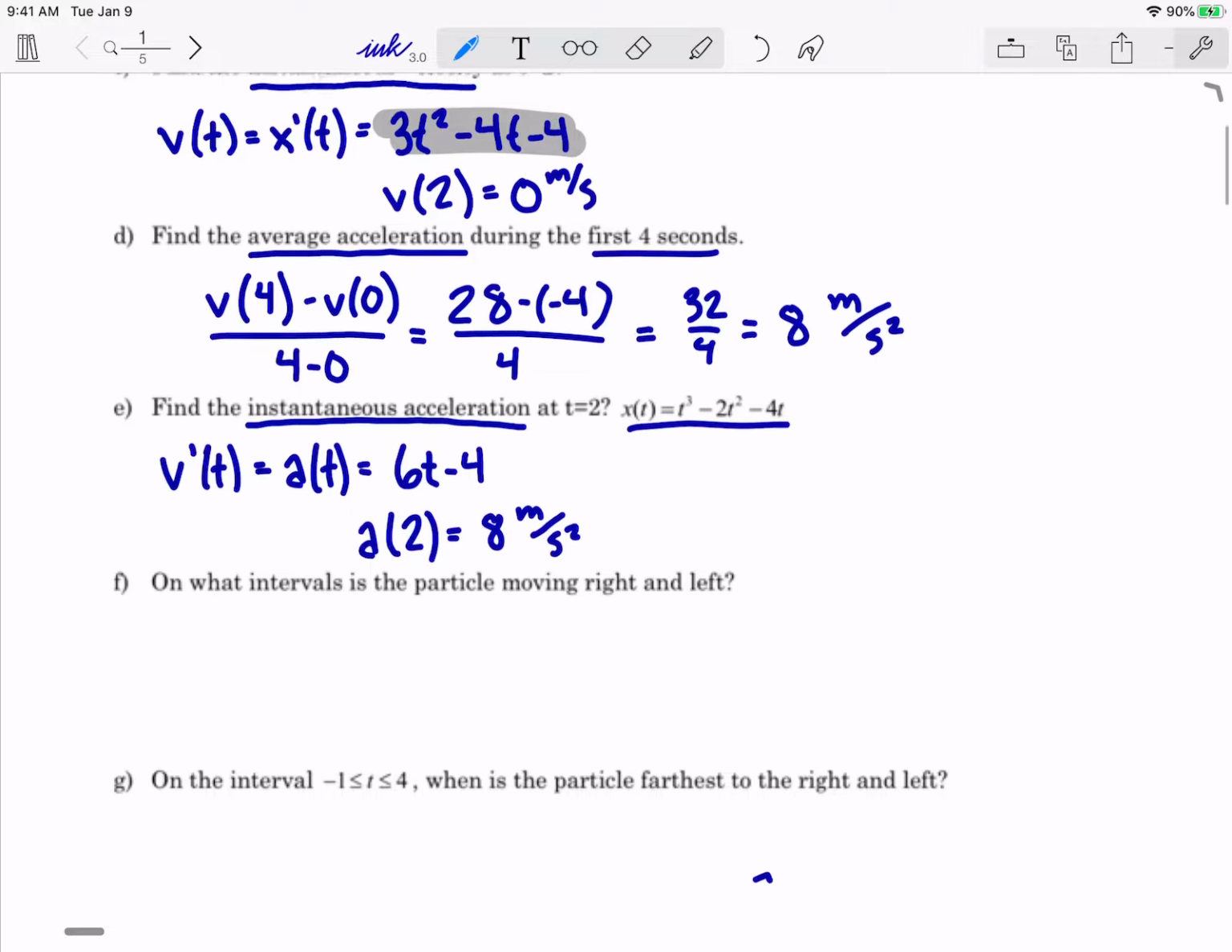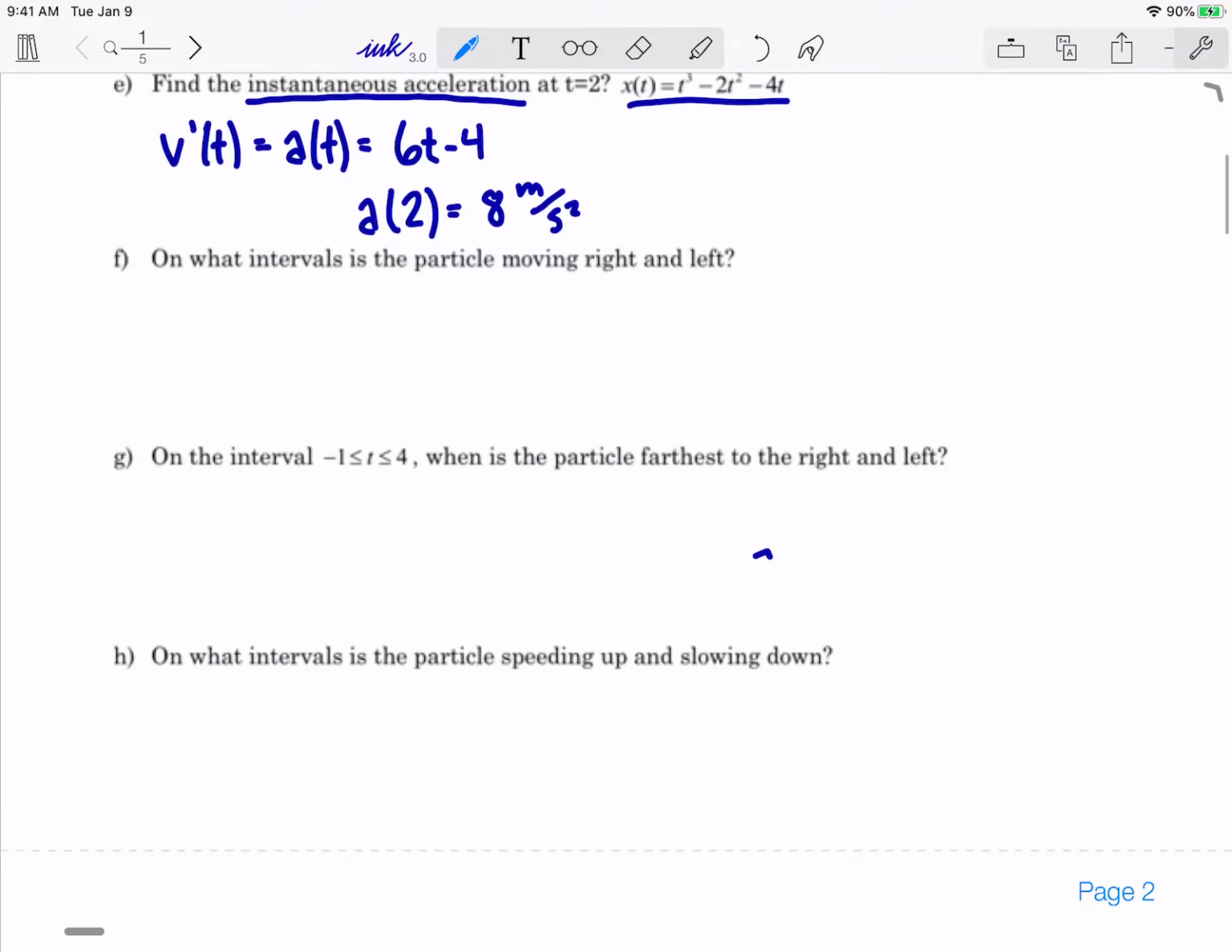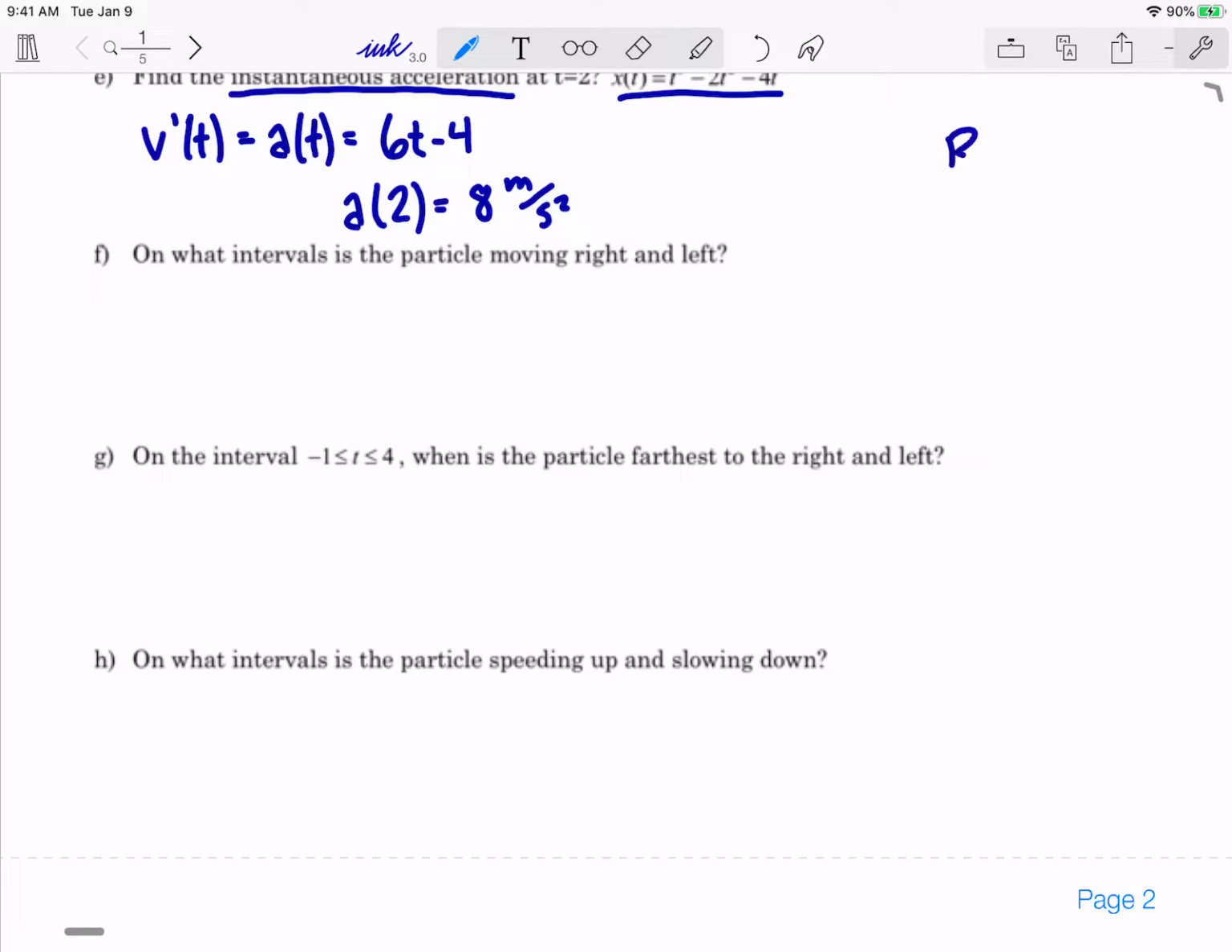Okay, so moving on, these are the fun questions you're going to run into on the AP tests. On what intervals is the particle moving right or left? So in order to determine when it's moving right, I need to find when v of t is positive. To find when it's moving left, I need to find when v of t is negative.